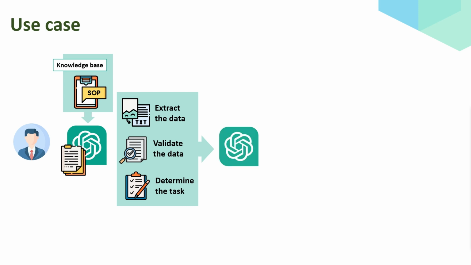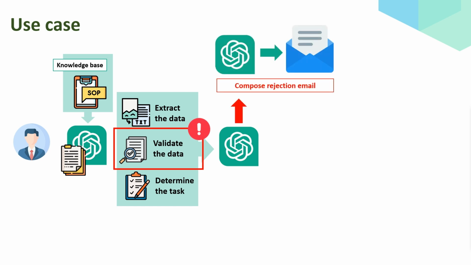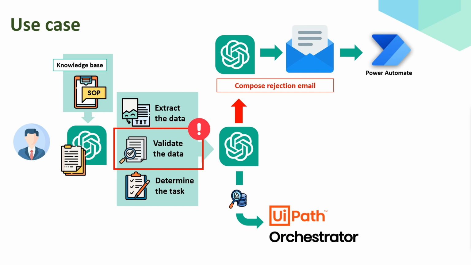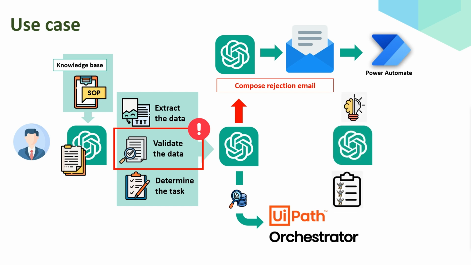In case provided information doesn't meet the requirements, ChatGPT will compose a request rejection email and will send it to the customer using Power Automate flow. But if the input data is correct, ChatGPT will query UiPath Orchestrator for all available robots, and based on provided list, AI will determine which robot is the most suitable to process the uploaded document.